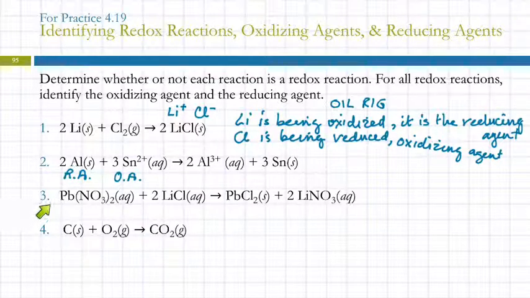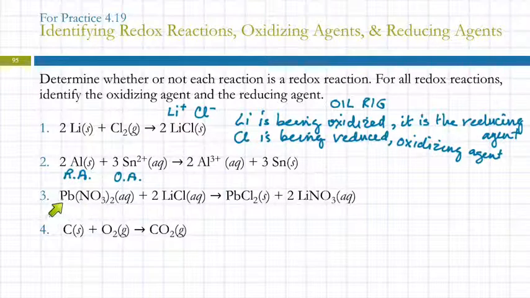Let's look at number 3. Is this a redox reaction? There's a couple ways you can evaluate this. You can look to see, are there ions here, and are the ions becoming atoms or changing their charge? We could look at oxidation states.